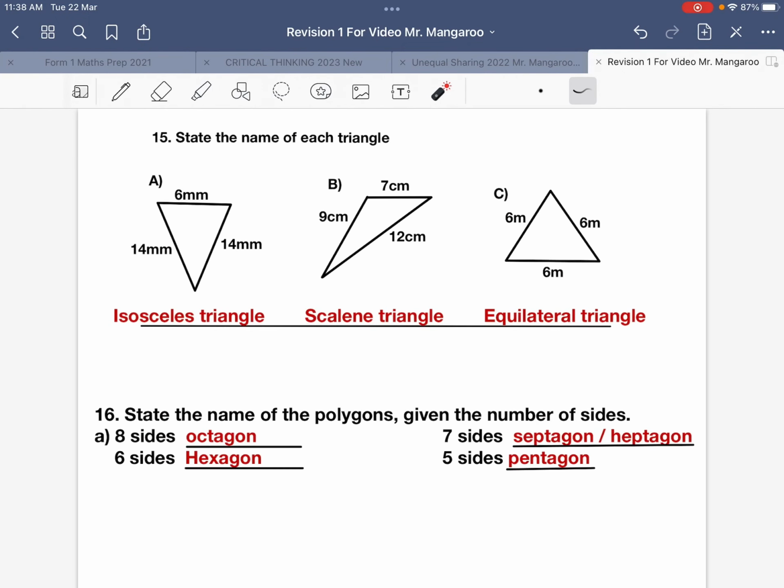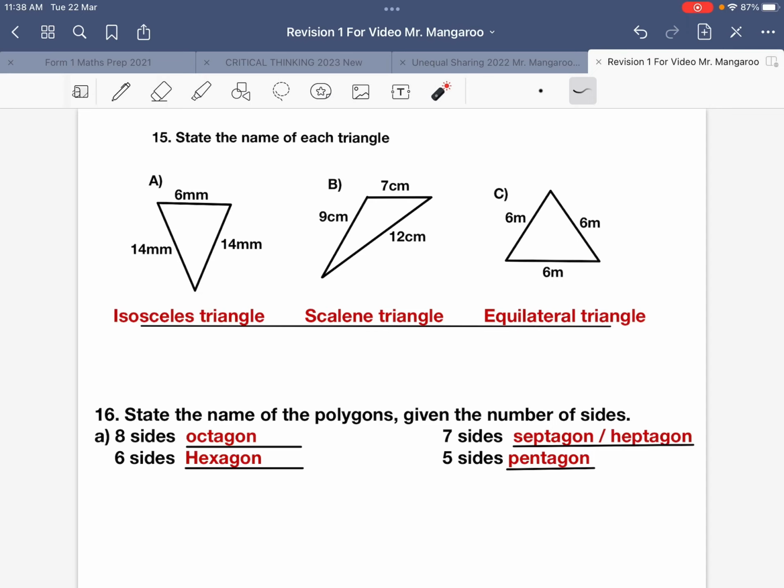State the name of each triangle. 2 sides and 2 angles are equal. That's an isosceles triangle. All the sides and all the angles are different. That's scalene. And all the sides and all the angles are equal. That's equilateral.